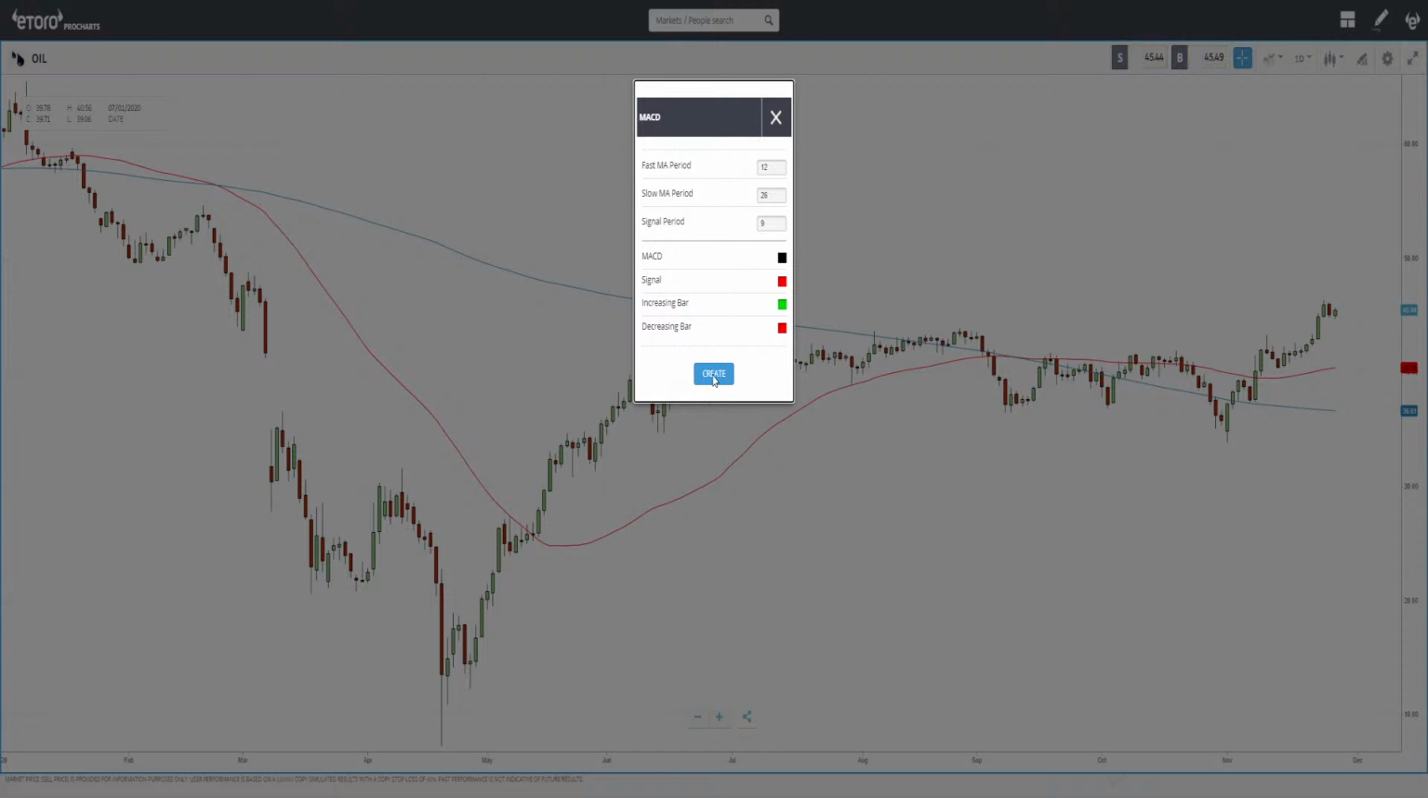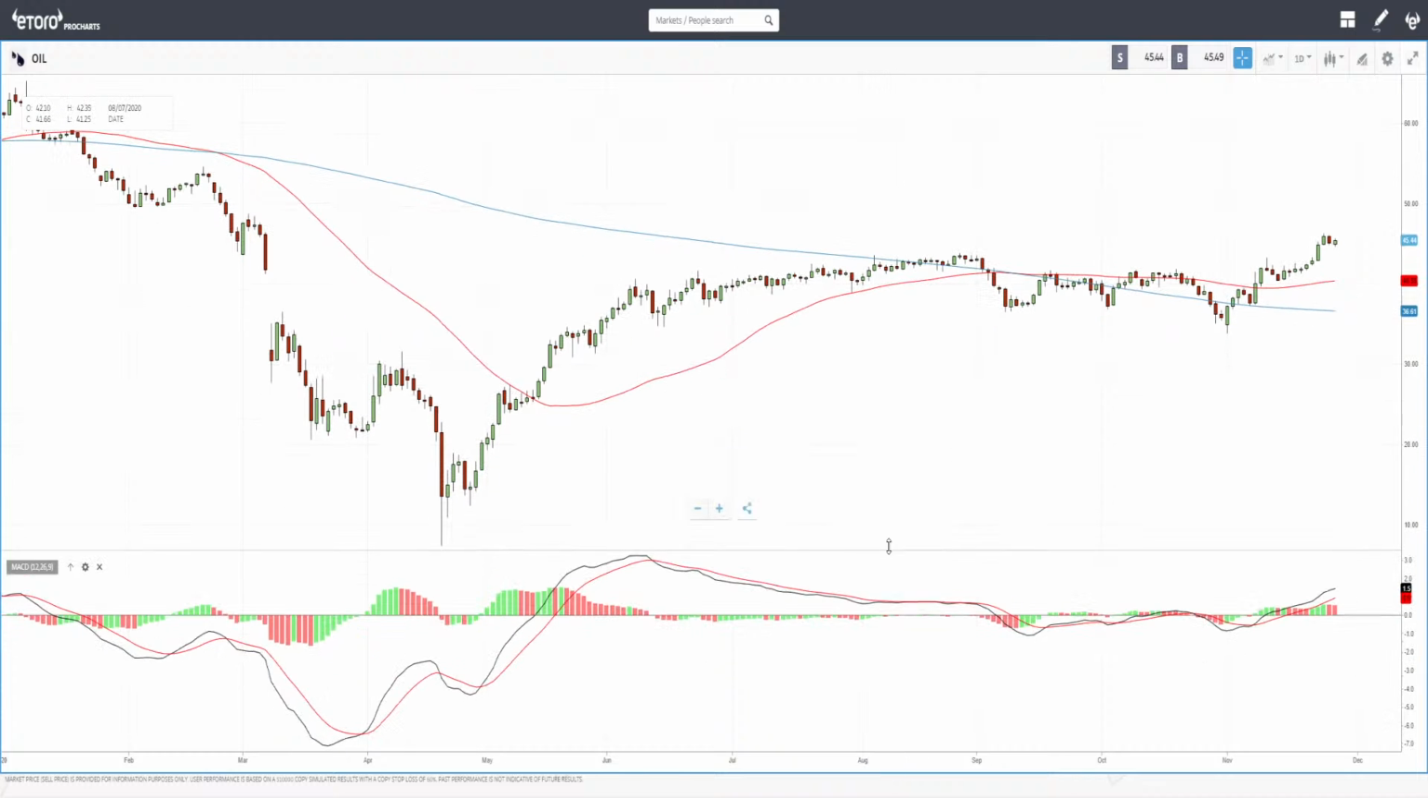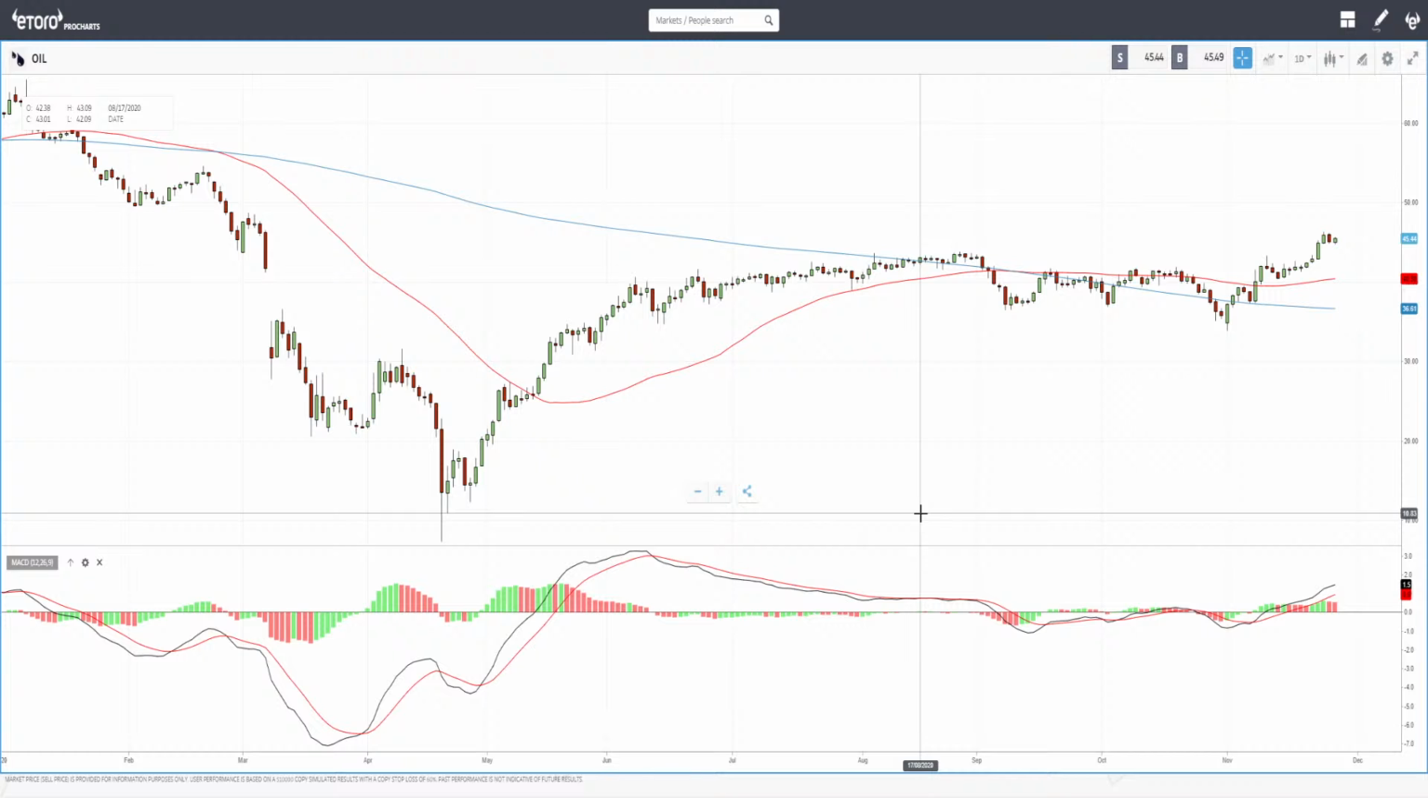So if you click the create button, you get the two moving averages. You have the black one and you have the red one. The black one is the 12 moving average, and the red one is the slower one.